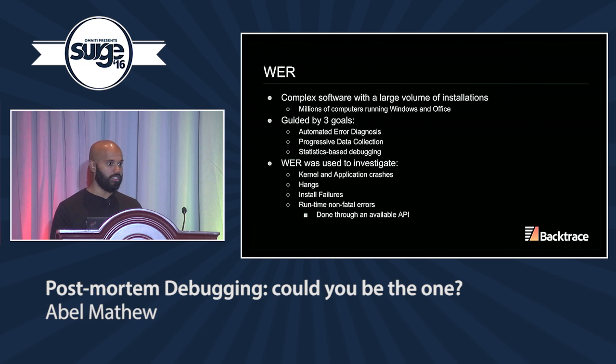The third goal was progressive data collection. So for them, they didn't want to collect a full core dump every time you got the blue screen of death or every time your Microsoft Office crashed. What they wanted to say was, if I've seen this error before, don't give me the full dump. Generate some sort of signature so that I can identify its uniqueness. And then if I want more information, have this kind of feedback protocol where I can gather this information.